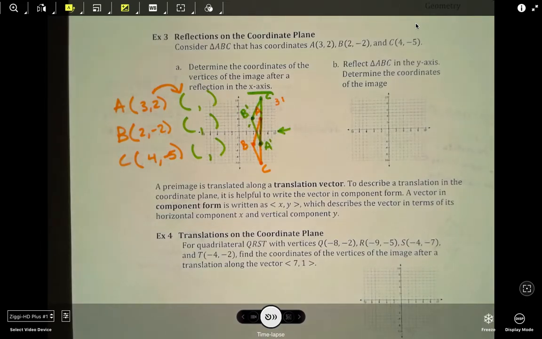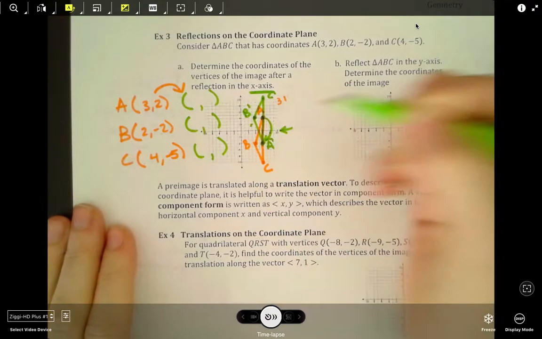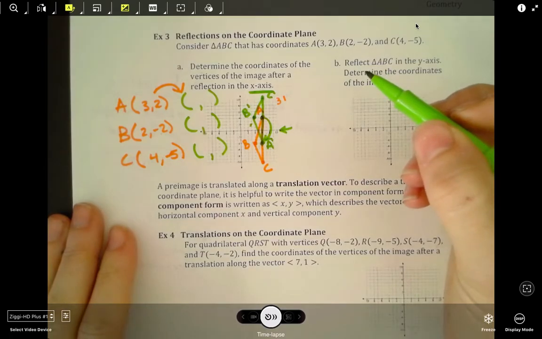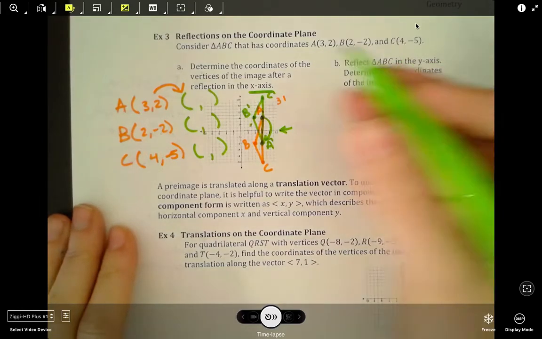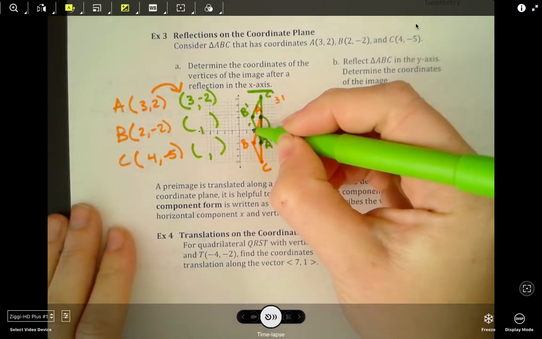So let's see what this did to the coordinates. Okay, we're going to do this the longhand, and then for the next one we're not even going to graph. Okay, A was at 3, 2. A was here, and then he moved down there. So what are the new coordinates of A? 3, negative 2. Yeah.